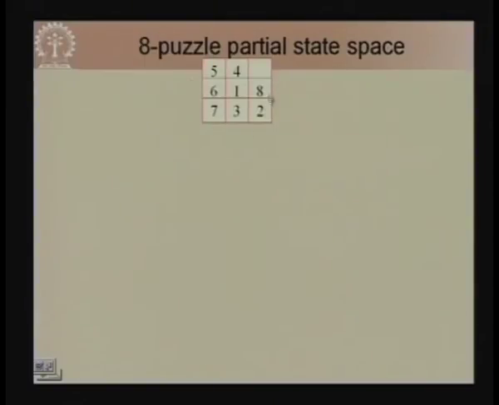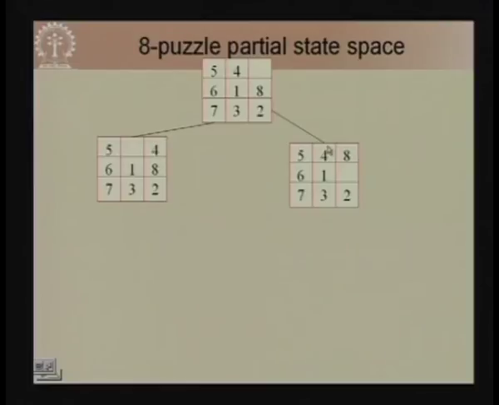So, this is our initial state. From this initial state, 2 possible actions we can take. We can either move 4 to the right or 8 up, or rather we can say that we can move the blank to the left or blank downwards. If you move the blank to the left, we come to this configuration. If you move the blank downwards, we come to this configuration.